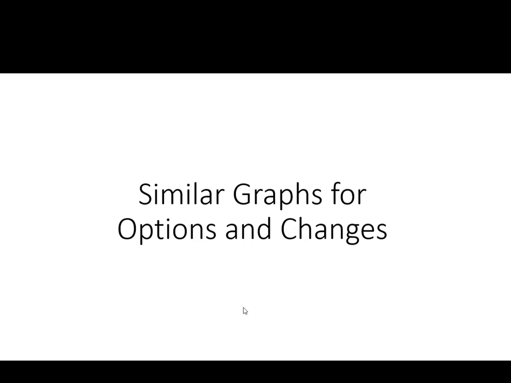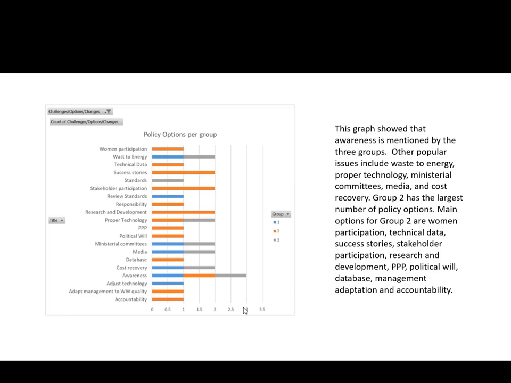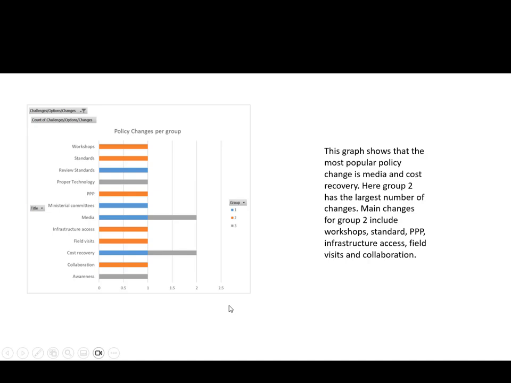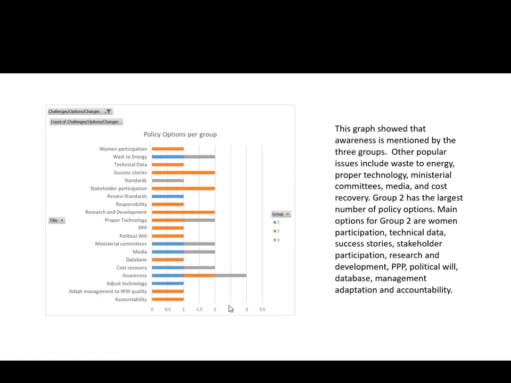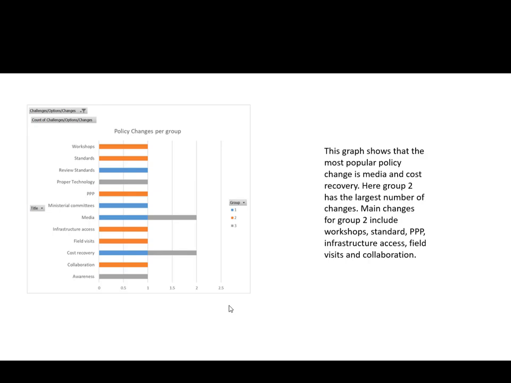The same process is developed for similar graphs for options and challenges. This is the policy options per group. The same description that is on the right side of the slide shows how policy options are discussed within the 3 groups. Again, awareness is an important issue, therefore it was mentioned by the 3 groups. The same thing goes for policy changes. This is options and this is changes.